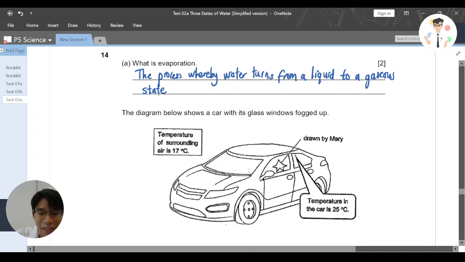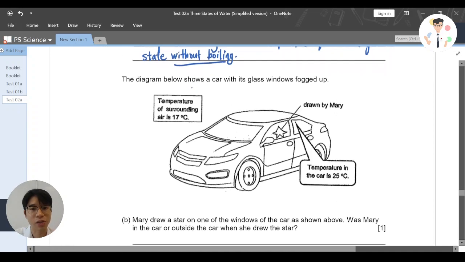That's why you must explain more with the words "without boiling". Again, I repeat, you must add the words without boiling, or else this will be exactly similar to boiling. Okay, so let's move on to the next question.